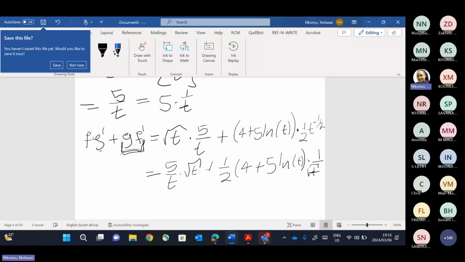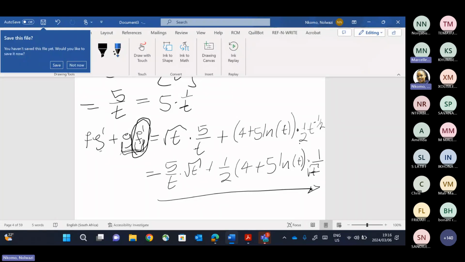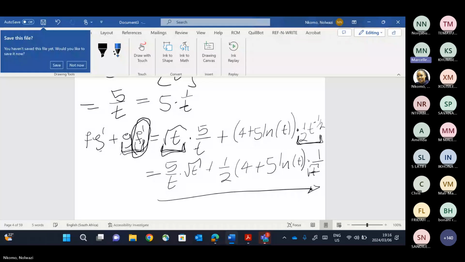You can leave your answer like this. You were asking for this one, right? This is our f prime, and this is our f. Yes, I did not see f prime earlier. Sorry, ma'am. No problem. Yes. Can you please explain the simplification?